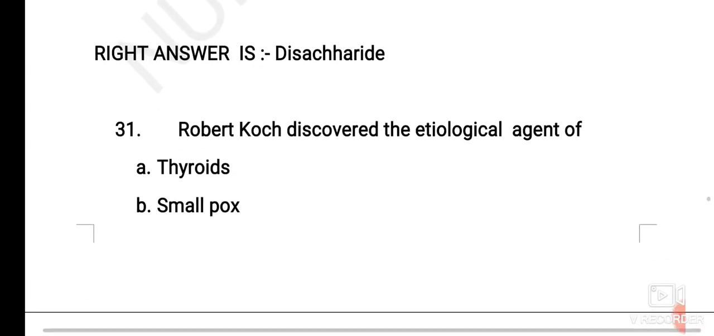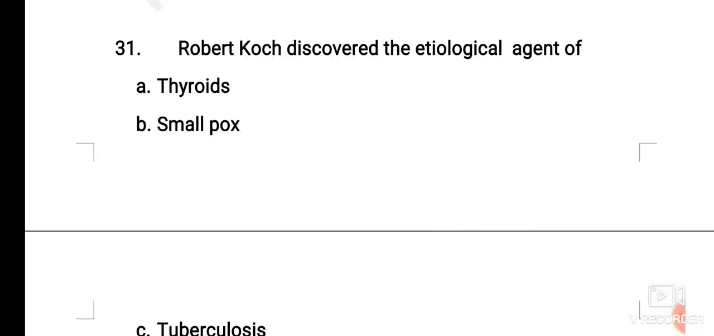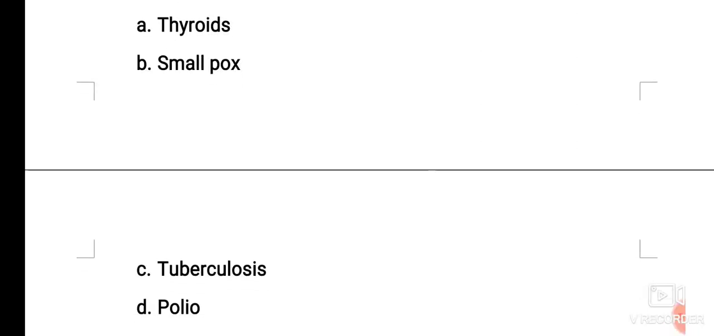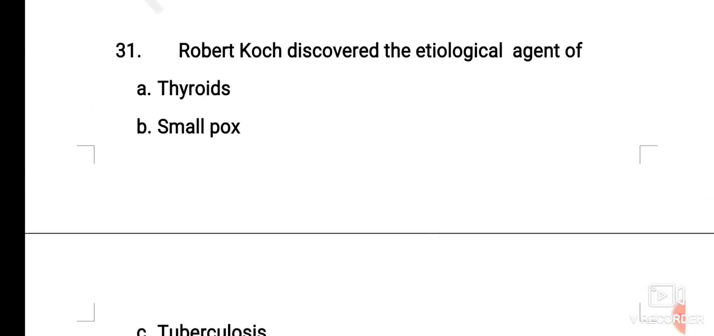Next question. Robert Koch discovered the etiological agent of typhoid, smallpox, tuberculosis, or polio. So, Robert Koch discovered the etiological agent of tuberculosis.